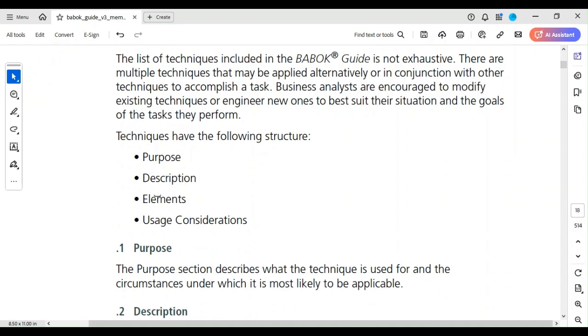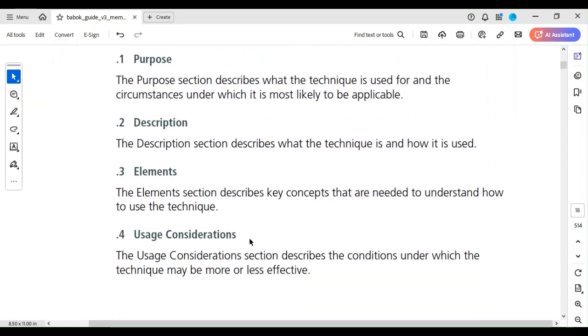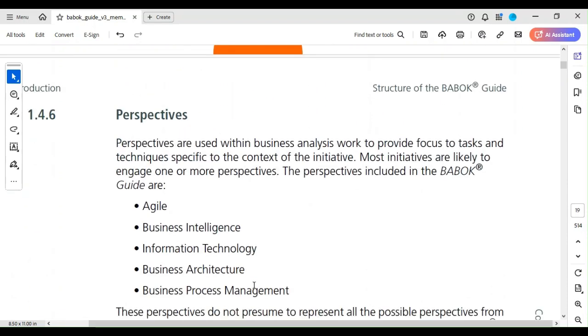Techniques have the following structure: purpose, description, elements, usage considerations. So, purpose. The purpose section describes what the technique is used for and the circumstances under which it is most likely to be applicable. Description. The description section describes what the technique is and how it is used. Elements. The elements section describes key concepts that are needed to understand how to use the technique. Usage considerations. The usage considerations section describes the conditions under which the technique may be more or less effective.